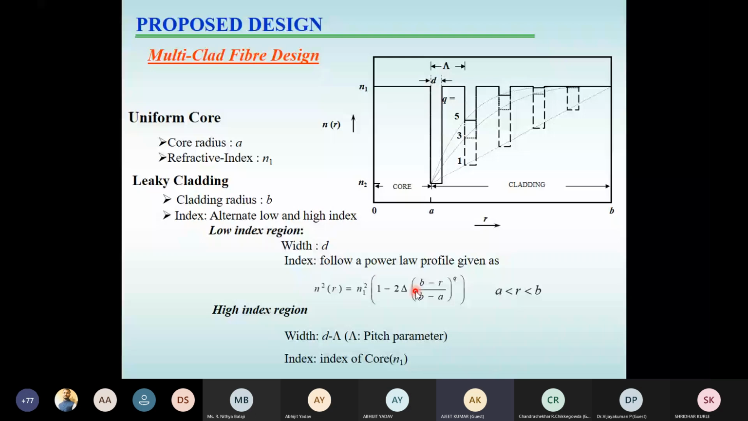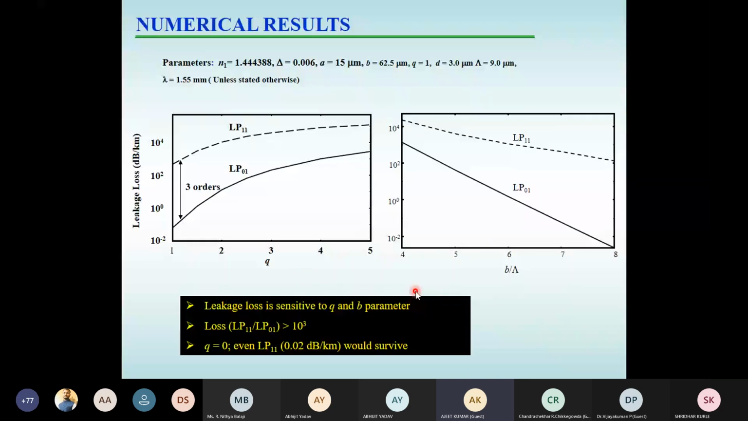So if you analyze the effect of Q profile, you can see here the loss of the fundamental mode and the loss of the higher order mode. The difference is of almost 1000 times, 3 orders of magnitude. All right. And the second point is that the loss of the first order mode is always greater than that of your fundamental mode.